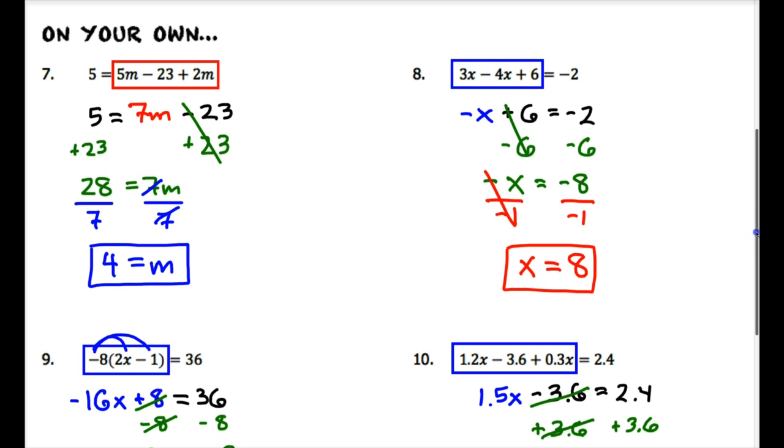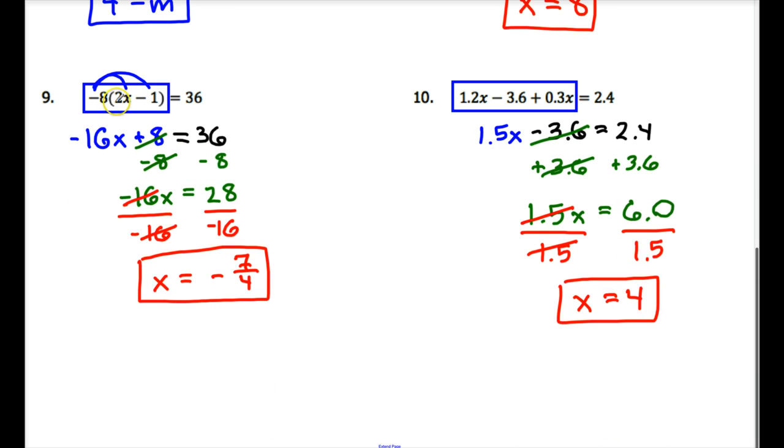For number 9, you need to distribute on the left side first. You get negative 16x plus 8 equals 36. So if you subtract 8 and divide by negative 16, you get another fraction for this one. 28 divided by negative 16, you can just leave that as a negative fraction, but be sure you reduce. 28 over 16 reduces to 7 over 4, so negative 7/4.